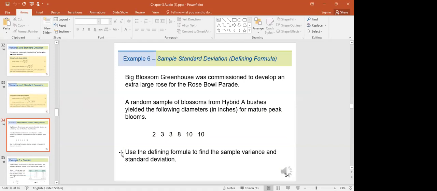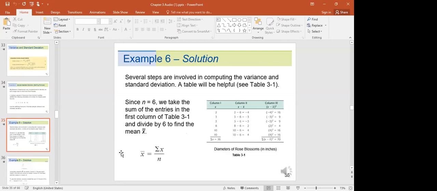Example, Big Blossom Greenhouse was commissioned to develop an extra large rose for the Rose Bowl parade. A random sample of blossoms from hybrid bushes yielded the following diameters for mature pink blooms: 2, 3, 3, 8, 10, 10. Use the formula to compute the variance. This is just to show you how to use the formula.